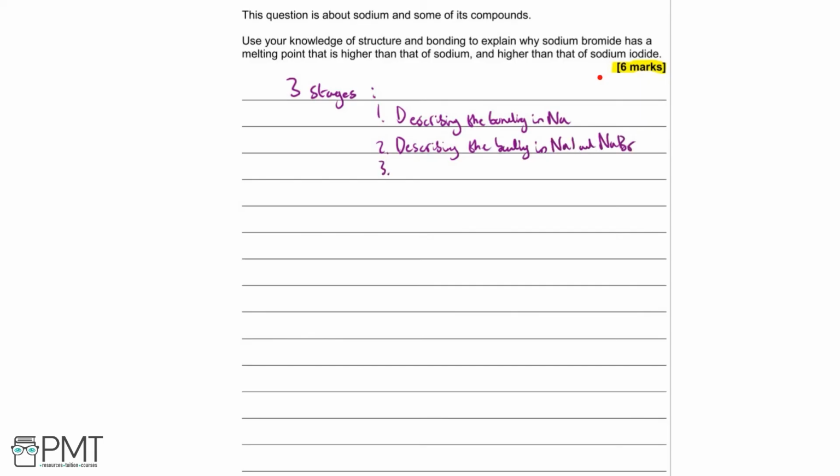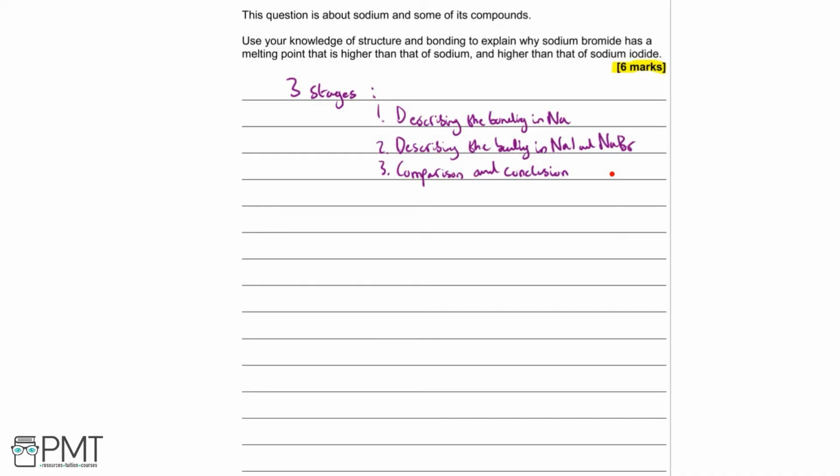And finally, it's going to be comparing them and making a conclusion from it. So it's comparison and conclusion for our final stage. These stages are quite common for this sort of question, where we're being asked to compare and explain 2 things. So it's always going to be stages 1 and 2 will be describing each of the things we're comparing, and then stage 3 will be comparing the 2 and making a conclusion from that.